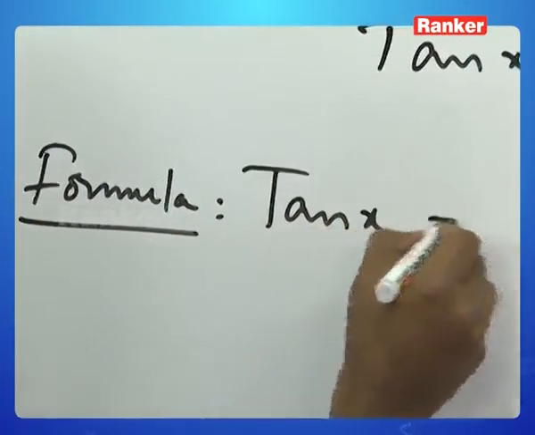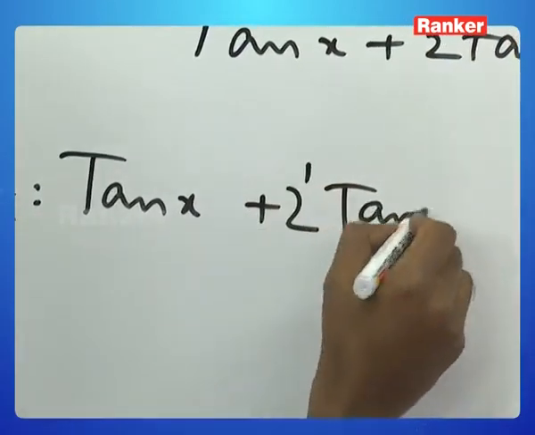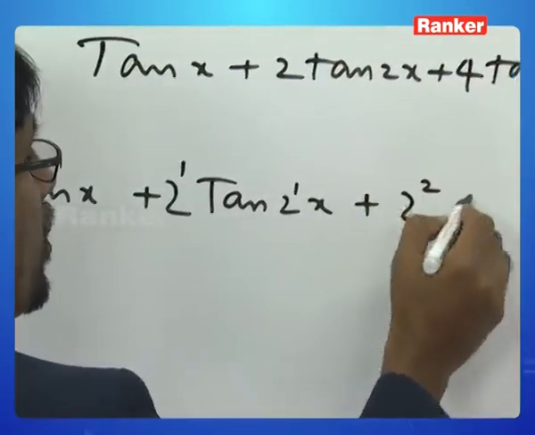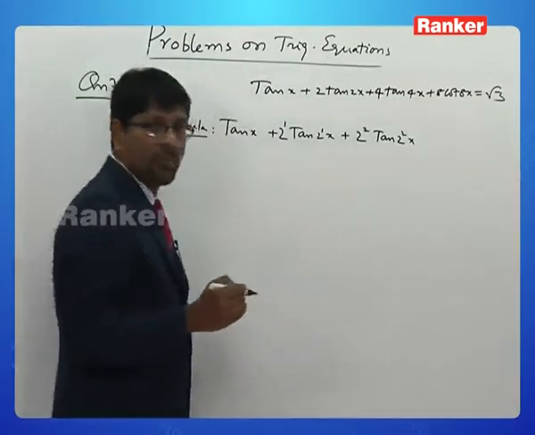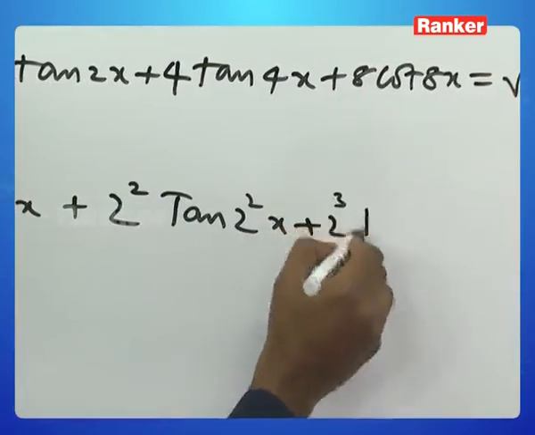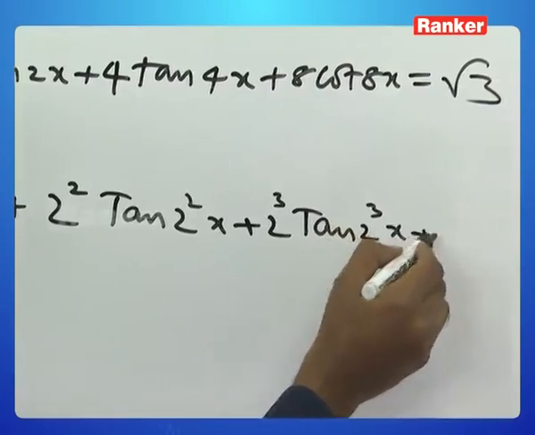Tan x plus 2 power 1 into tan of 2 power 1 x plus 2 square into tan of 2 square x plus 2 cube into tan of 2 cube x, so on and so forth.